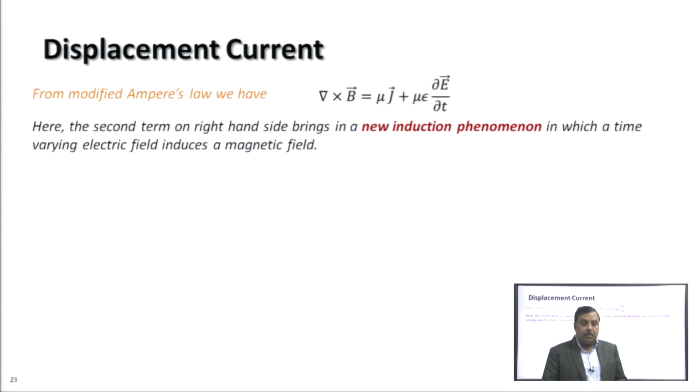From Maxwell's modified Ampere's law, we have del cross B equals mu J plus mu epsilon delta E by delta t. Here the second term on the right hand side brings in a new induction phenomenon in which a time varying electric field induces a magnetic field. It is similar to Faraday's law. In Faraday's law, a time varying magnetic field induces an electric field. Similarly, modified Ampere's law shows that a time varying electric field induces a magnetic field.